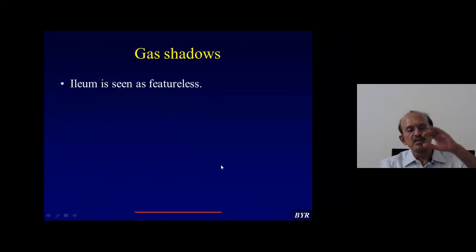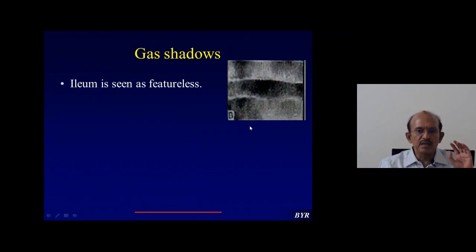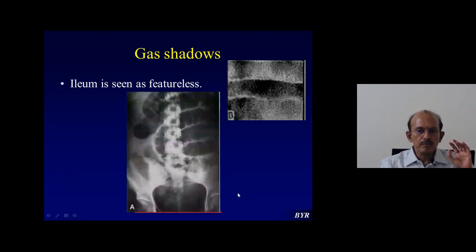Ileum, its mucosa is smooth. That's why it shows a gas shadow which is featureless. So you can see a straight border and there are no septations. You can see septations here, but when you come down, you see the loops of bowel here. They have no striations. The borders are smooth. That means this is an ileal loop. This is an ileal loop. These are the jejunal loops.